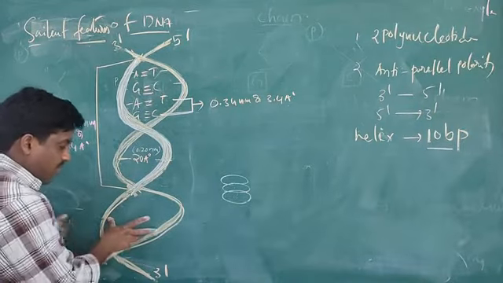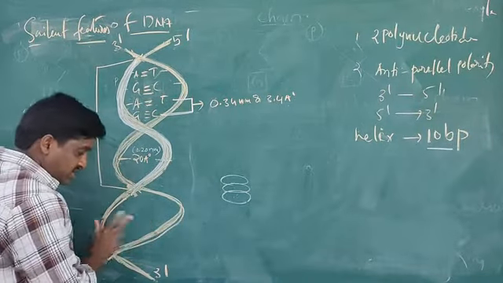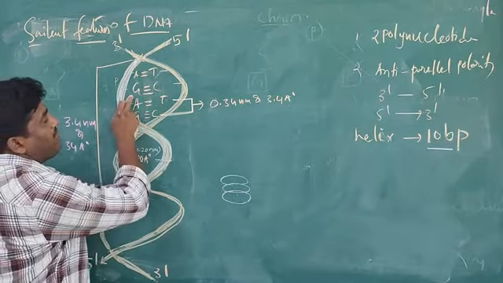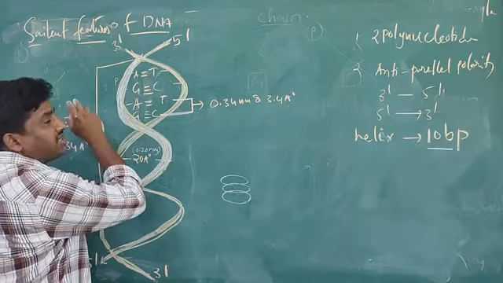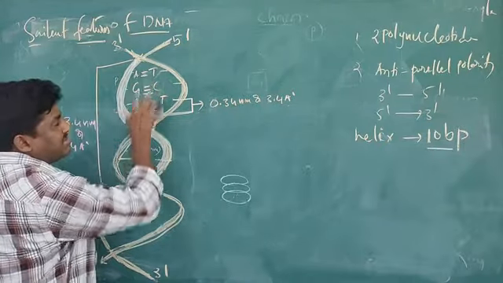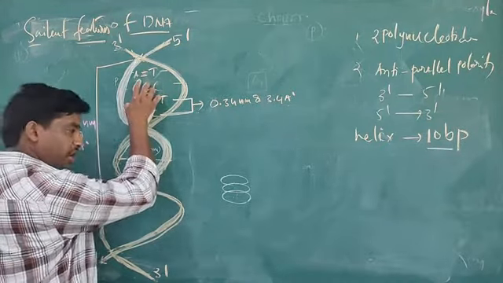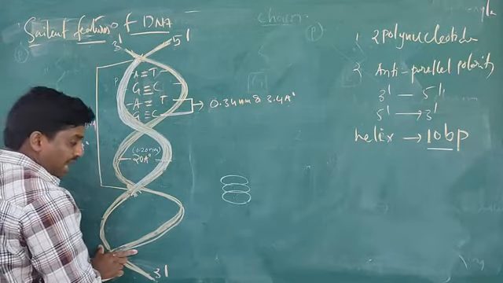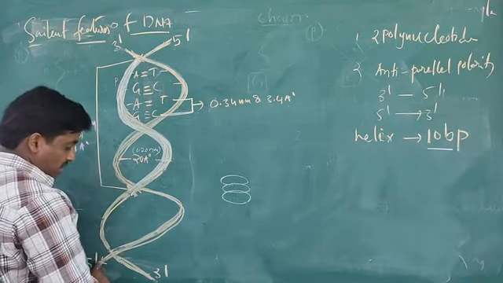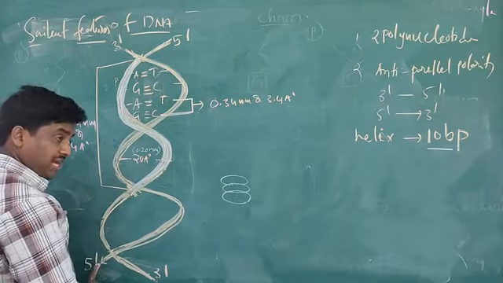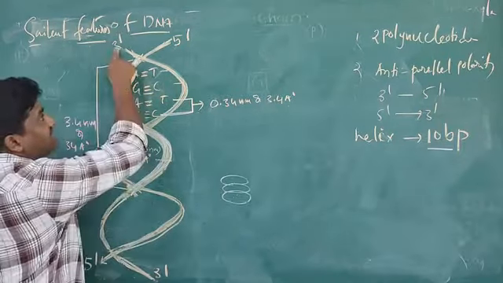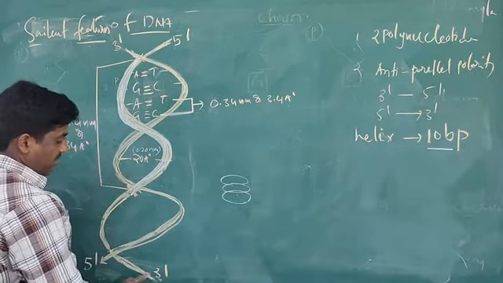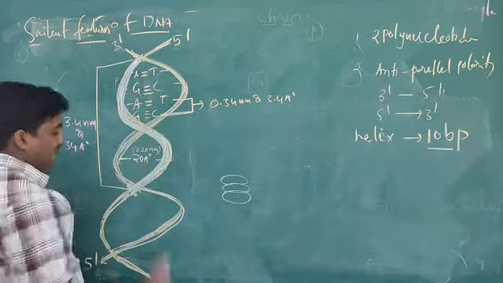The DNA is made up of two polynucleotide chains. This is one chain, this is another chain. The backbone's main components are phosphate and sugar, and the nitrogen bases are present inside. The DNA shows anti-parallel polarity. Anti-parallel polarity means one strand starts from the 5' end and ends with the 3' end. The opposite strand starts from the 3' end and ends with the 5' end.